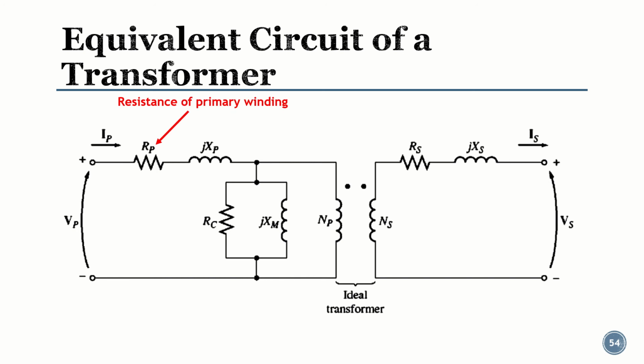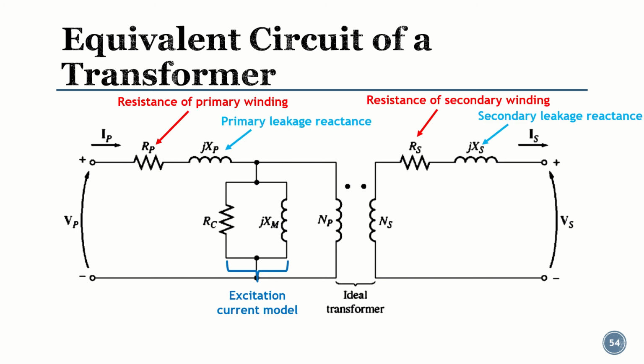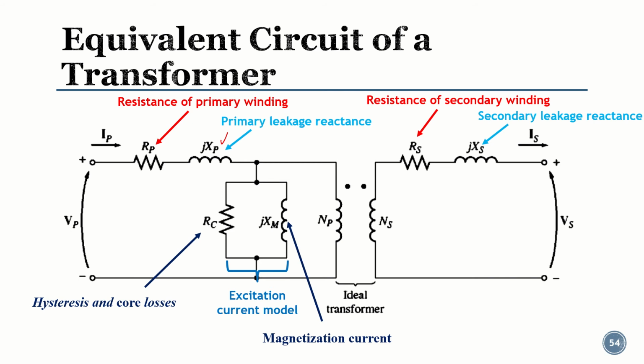Welcome back class. So last time we learned about the equivalent circuit of a transformer, and we learned that we can actually make the equivalent circuit of the transformer using the primary winding resistance and the secondary winding resistance. The leakage reactance we can model in terms of an inductor, and the same for the secondary leakage reactance. The core excitation current model constitutes the hysteresis and core losses, and the magnetization current component, which we model as an inductor.